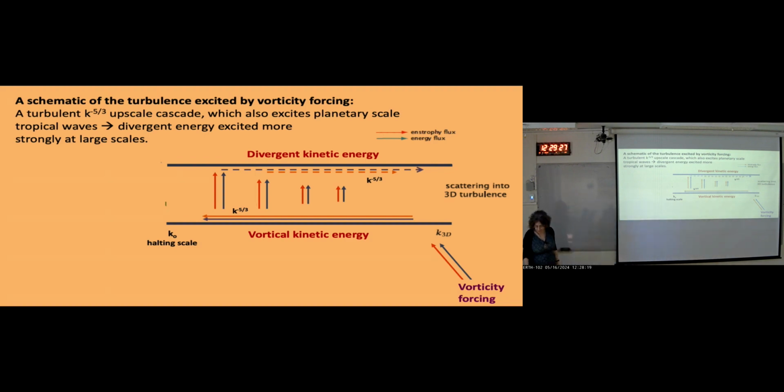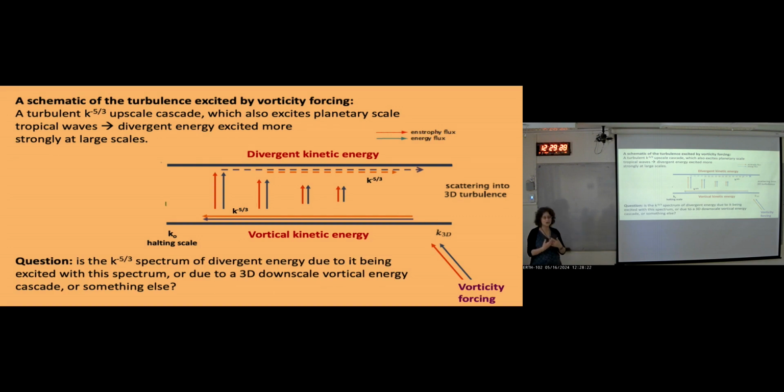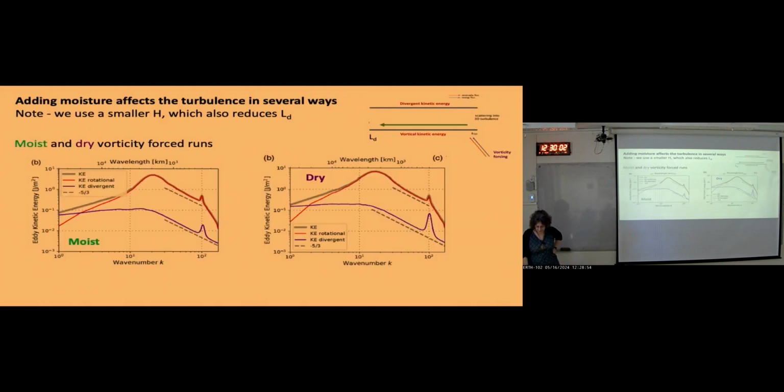The divergent kinetic energy also shows a minus 5/3 slope. And the question is whether this minus 5/3 slope for the divergent energy is because we're forcing it as a minus 5/3 slope from this energy, or it might be a 3D turbulent downscale cascade, which also has a minus 5/3 slope, or something else. We don't know, and we haven't really looked into it further. But it's interesting.